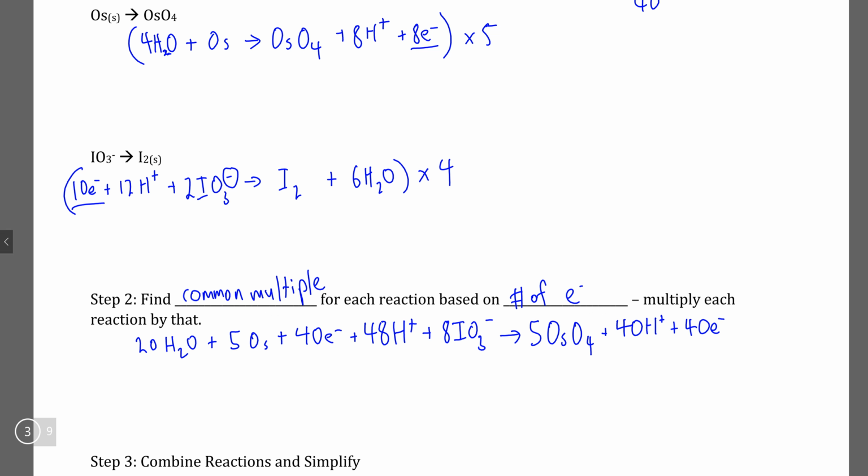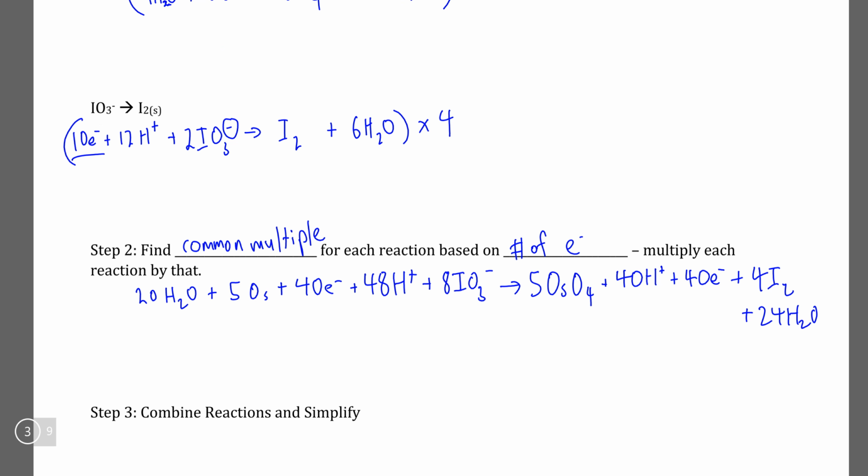And then if we add the products for our second reaction in, we would have 4 iodine, and 6 times 4 is 24 water. Now we can simplify this reaction by canceling the compounds that we have in both the reactants and products, starting of course with the electrons because we have exactly the same amount. We can see that the 20 water will be canceled in the reactants, and we will cancel 20 water in the products, meaning that we'll have 4 water left over. And likewise, we would cancel the 40 H+ in the products, and canceling 40 H+ in the reactants, we would have 8 H+ left over.